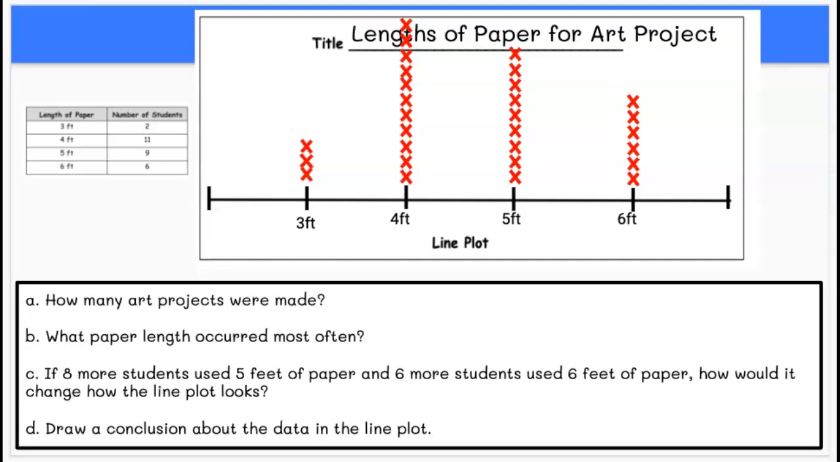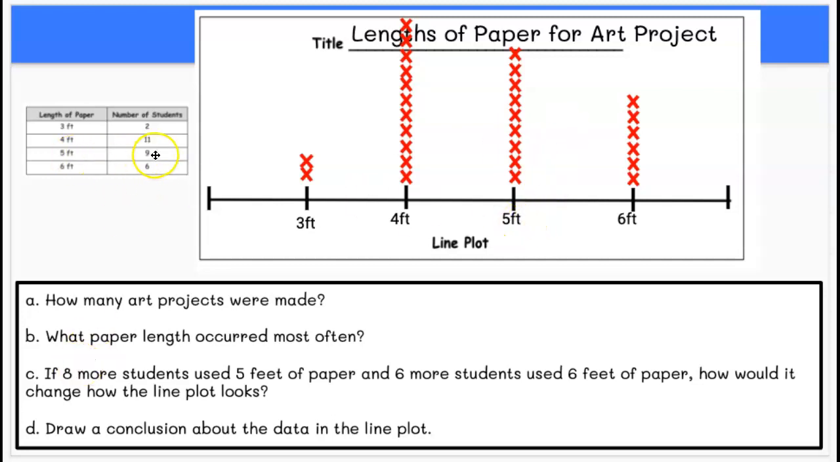Okay, the first question says, how many art projects were made? Look at the information that's given to me on the data table and in my line plot. So I'm going to add up the total amount of X's, or the number of students, because that's the amount of art projects that were made. All right, so for 3 feet paper, I had 2 students, so that's 2. For 4-foot paper, I had 11 students, so 2 plus 11 is 13.